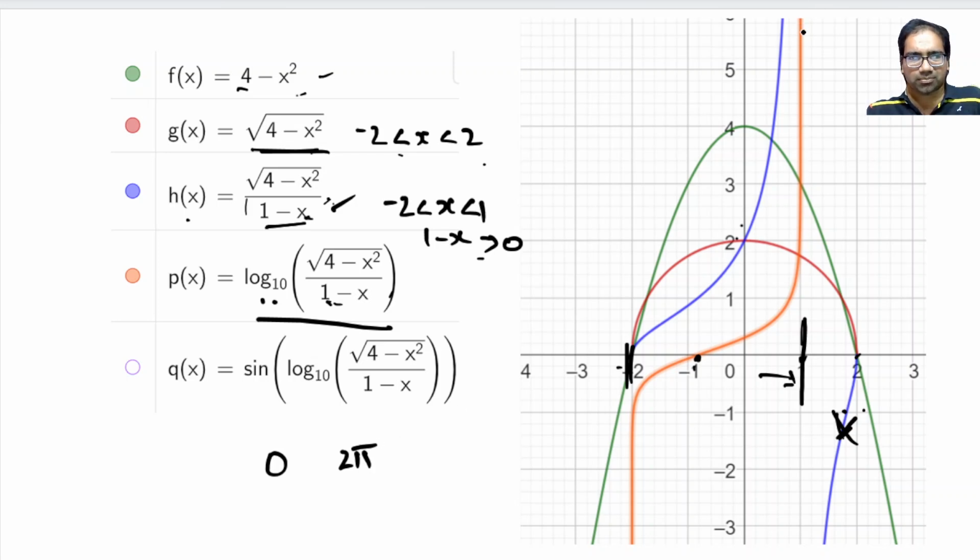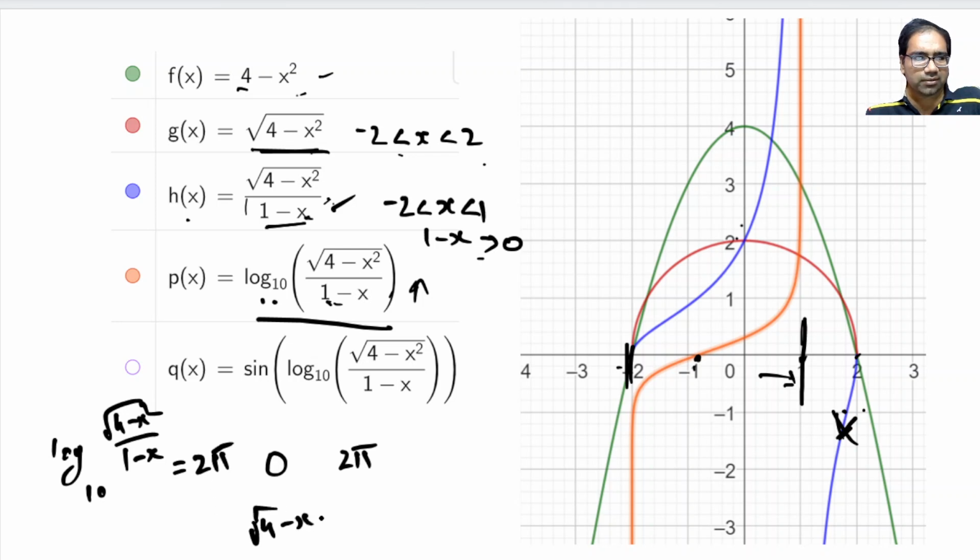2 pi will be somewhere in the top, right? If you want 2 pi, you can get 2 pi because log of this thing, whatever number you want, you can bring that because this fraction is going to infinity. What we want, so for example, log base 10 of root of 4 minus x square by 1 minus x, if you want this to be 2 pi, what does that mean? Under root 4 minus x square by 1 minus x should be equal to 10 power 2 pi. Right. So the number is very, very huge.